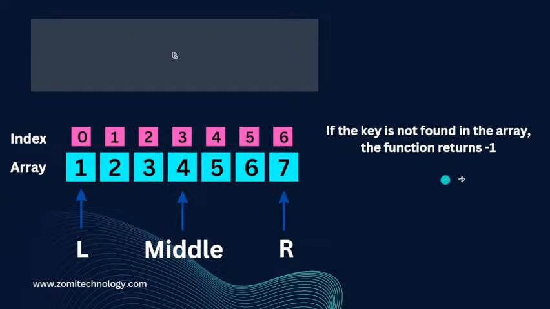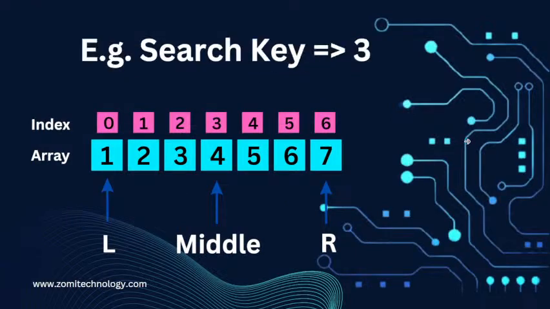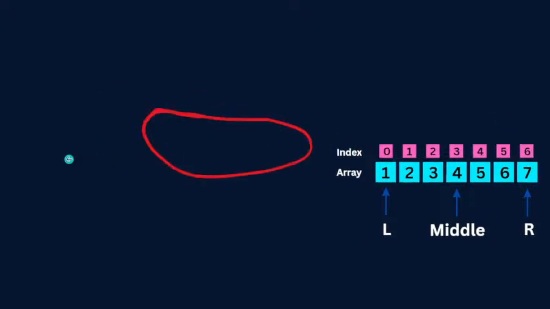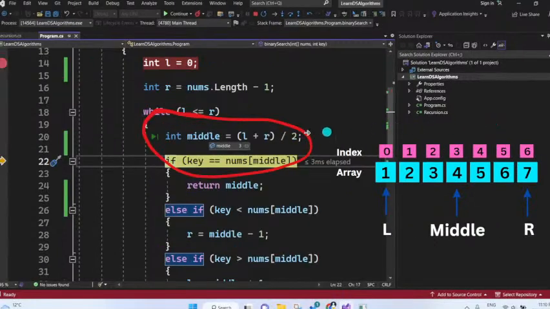Now we are going to have a look at how the search function actually works in real life. Assuming that we are going to search for element 3 using the binary search algorithm in the sorted array. Here we initialize two variables, L and R. We set L to be index 0 and R to be index 6. We have to subtract 1 from the length of the nums array. The length of the nums array is actually 7. Inside the while loop, the middle index becomes index 3, which is number 4 in our sorted array.